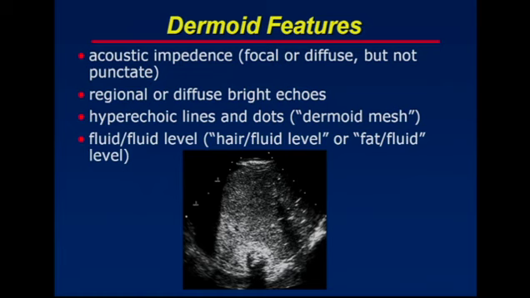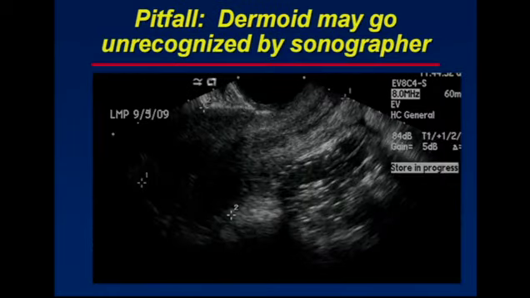There are certain features that have been well characterized and well associated with dermoids. These include acoustic impedance, as we see here, regional or diffuse bright echoes, as we see here, hyperechoic lines and dots, the so-called dermoid mesh, which we see here, and in this sagittal transvaginal image, the fluid level, which has also been associated in the literature with dermoids. Now, one pitfall when you're evaluating the pelvis and a dermoid is there is that it may go completely unrecognized by the sonographer.